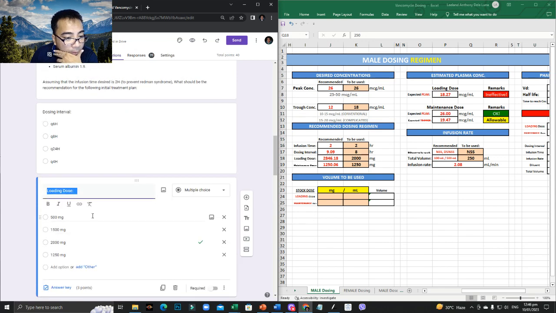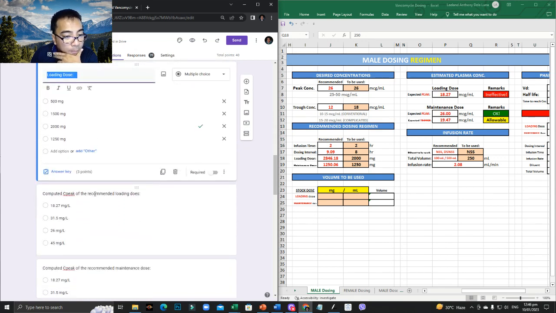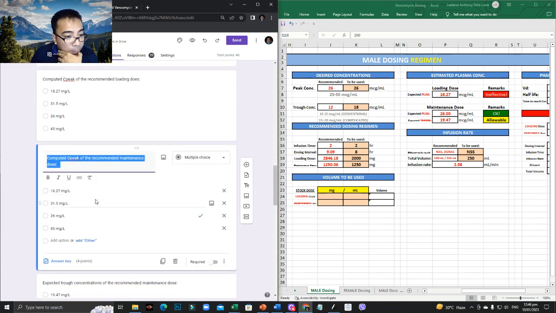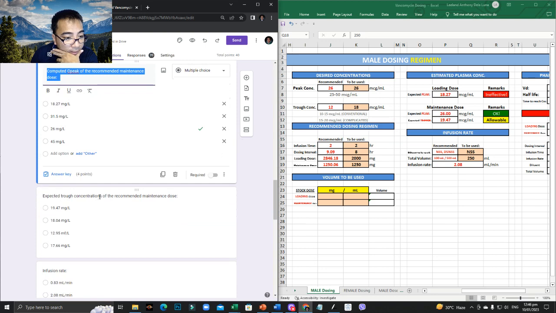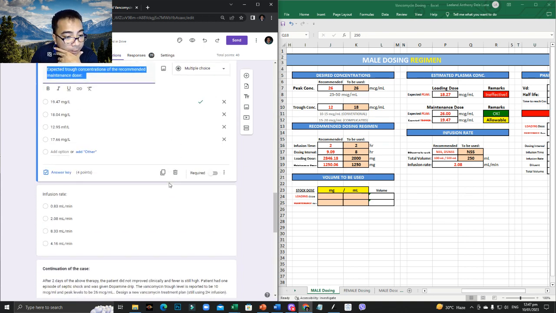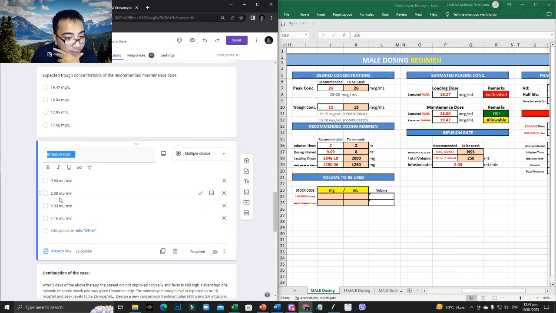Loading dose would be 2,000 milligrams. Computed peak for the loading dose is 18.27. Computed peak for the maintenance dose is 26. And then the expected trough concentration of the recommended regimen would be 19.47. Our infusion rate, because we will use 250 ml, would be 2.08 ml per minute.